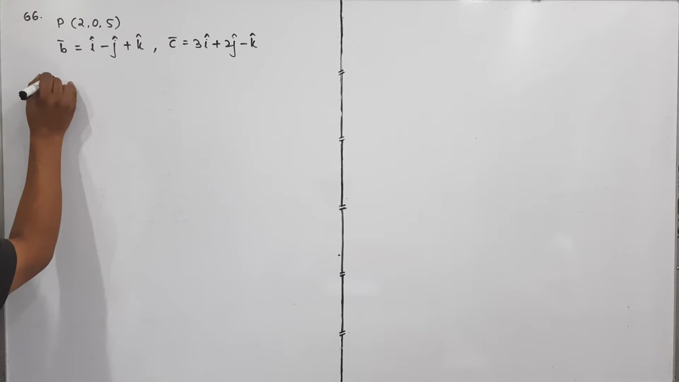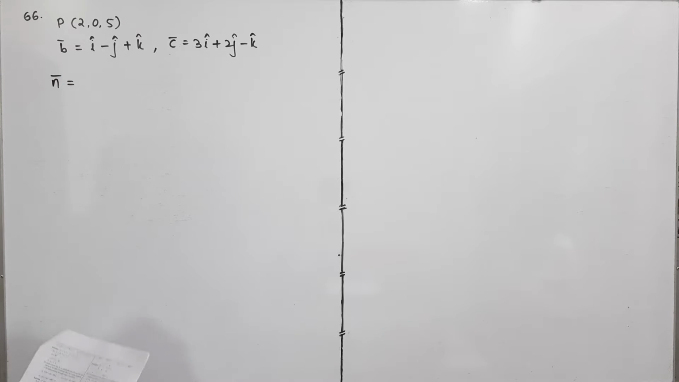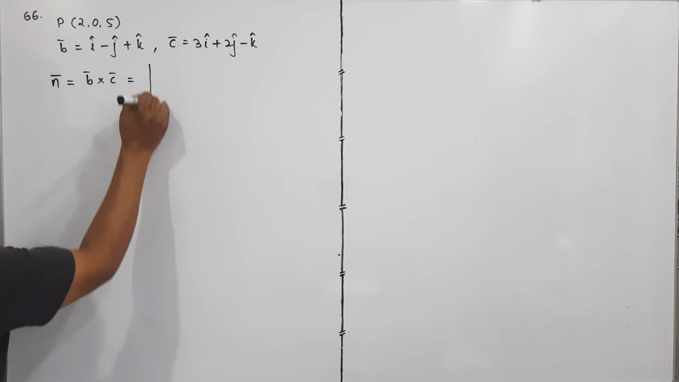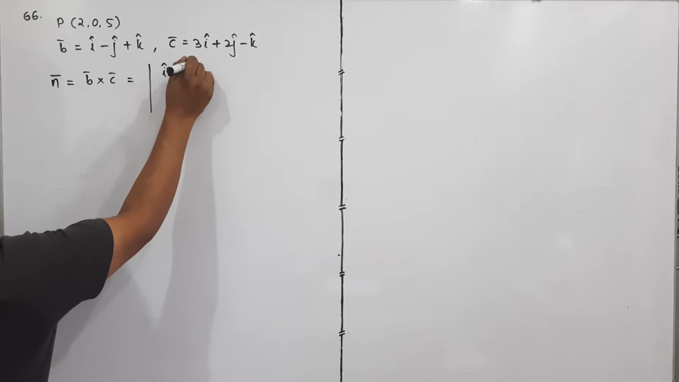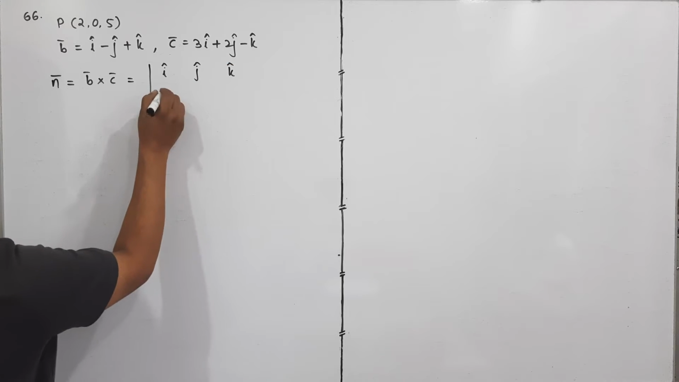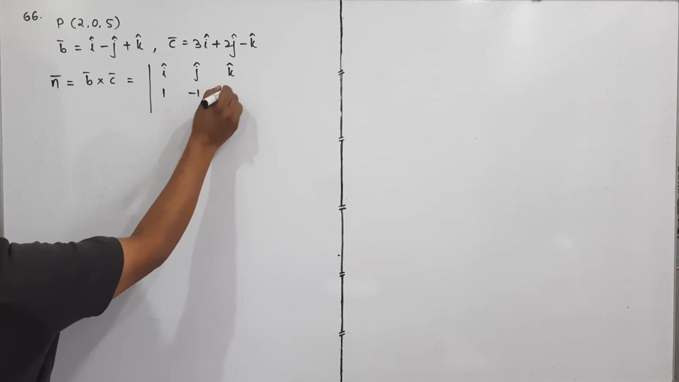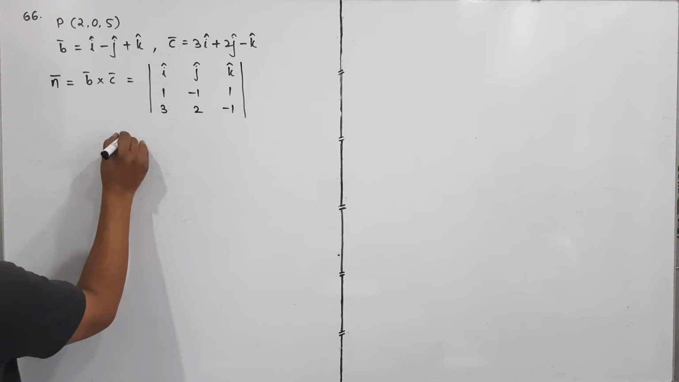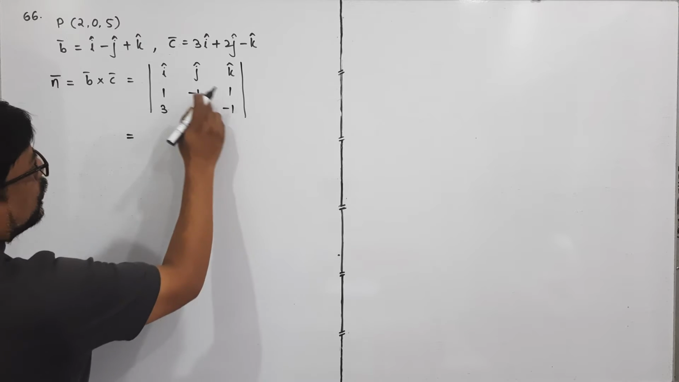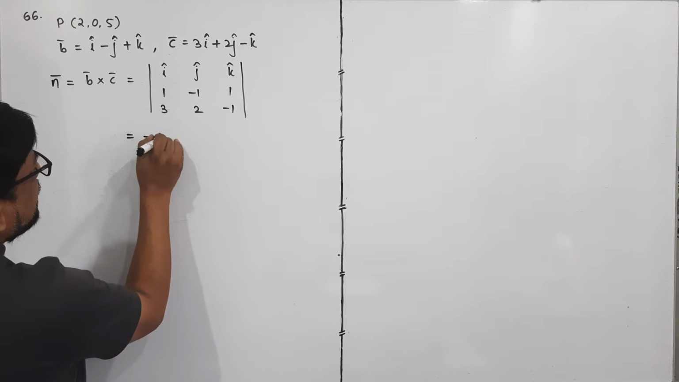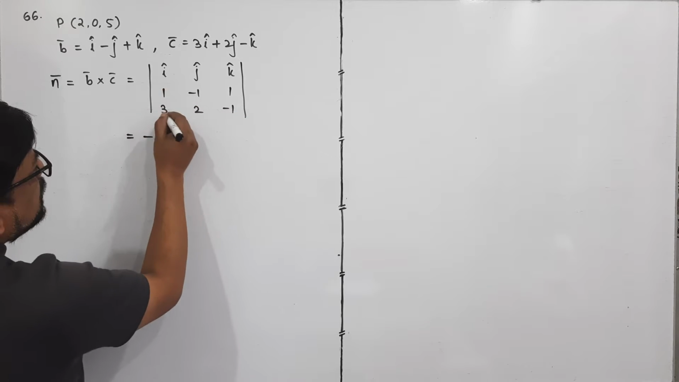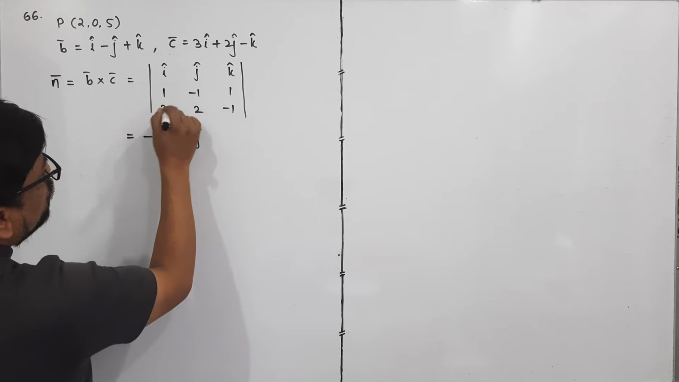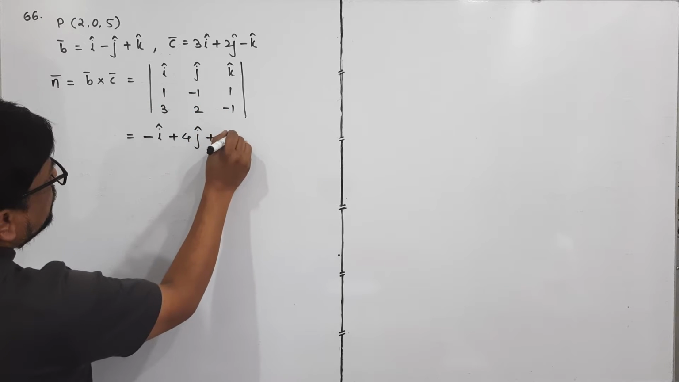Now therefore we can find the n vector as b vector cross c vector, that is nothing but i j k, 1 minus 1 1 and 3 2 minus 1. Take this cross product. 1 minus 2 minus I cap, minus 1 minus 3 minus 4 means plus 4j cap, and 2 plus 3 plus 5k cap.